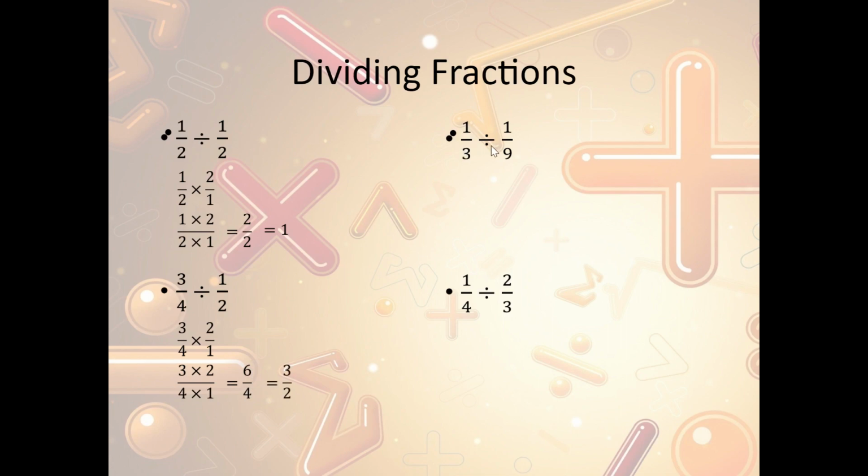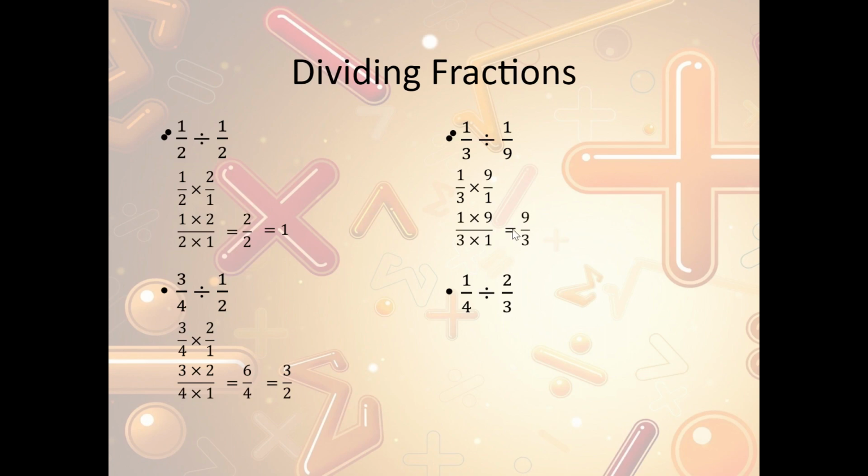Now we have 1 over 3 divided by 1 over 9. So we're going to freeze, change, flip. So we freeze 1/3, change this to multiplication, and then flip this to become 9 over 1. So now we have 1/3 times 9 over 1. Now we multiply 1 times 9 and 3 times 1. Well, 1 times 9 is 9, and 3 times 1 is 3.